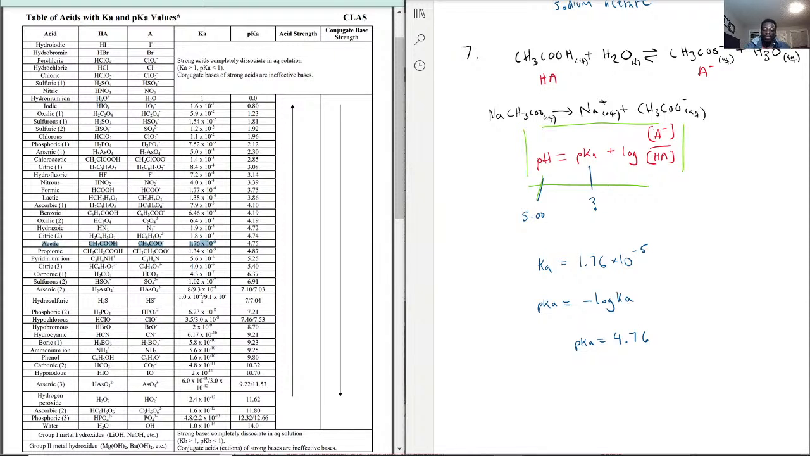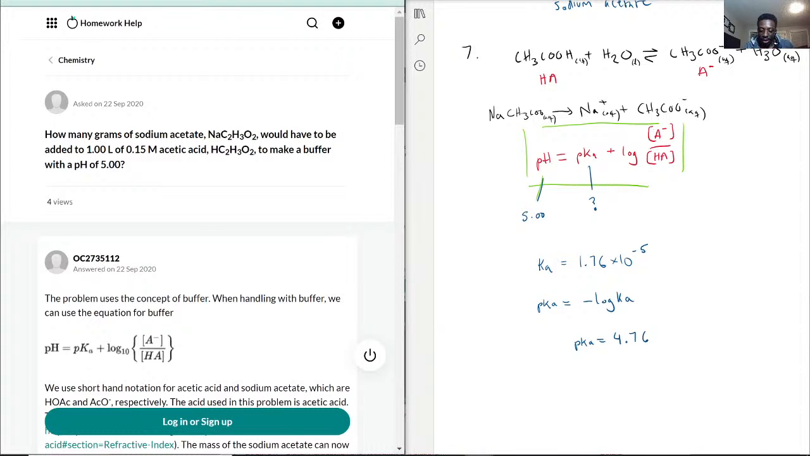So point being is that now we have these numbers, right? And we're trying to actually figure out how many grams of sodium acetate. So we want to know how much of A minus we need to be able to make a buffer with pH of 5. So we need to reorganize this formula, but before we do, let's see what concentration of HA they give us, because this is all in concentration. And then once we figure that out, we switch it over to grams.